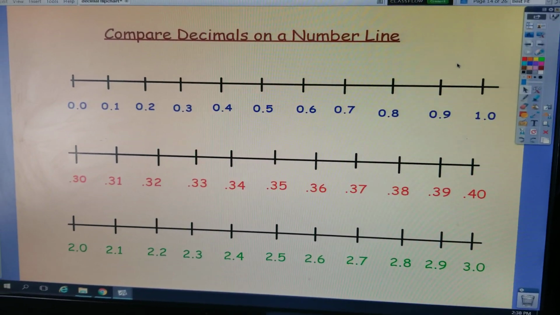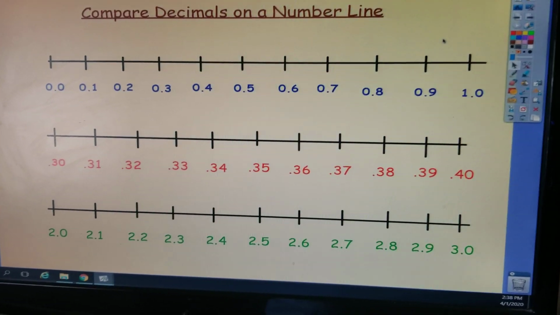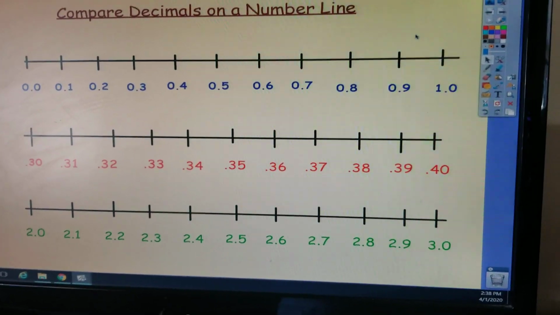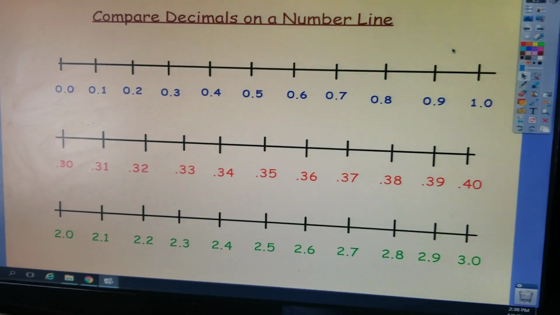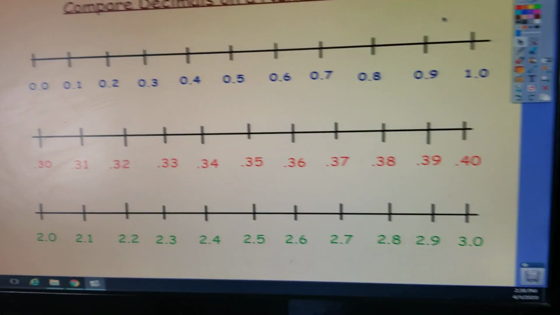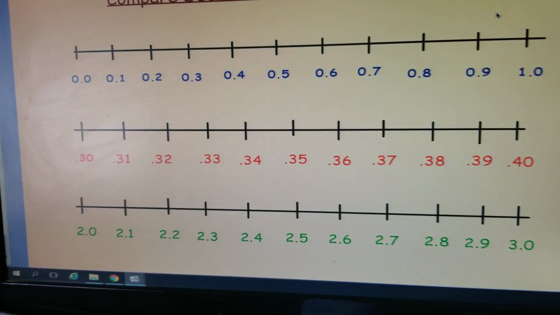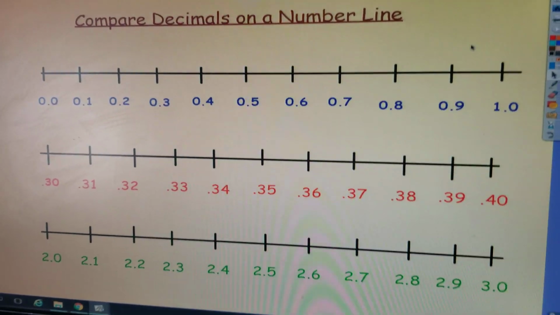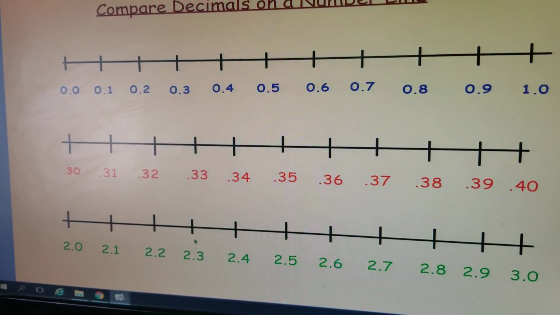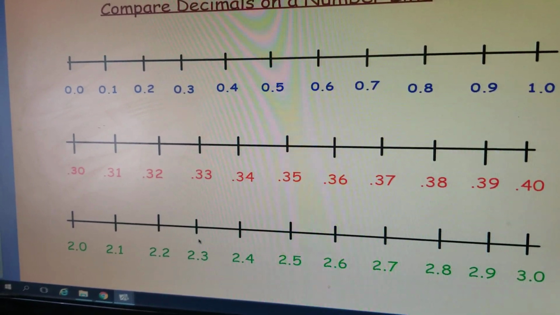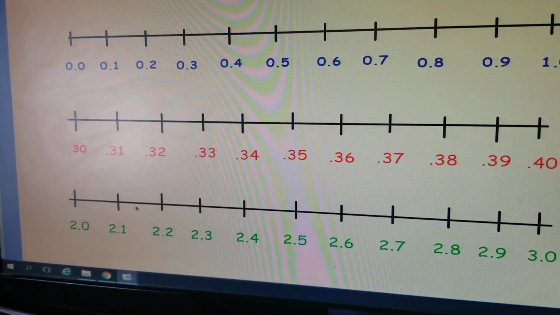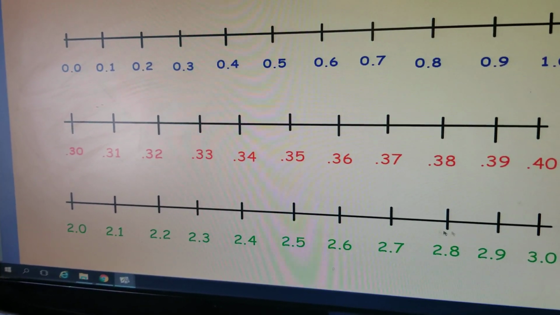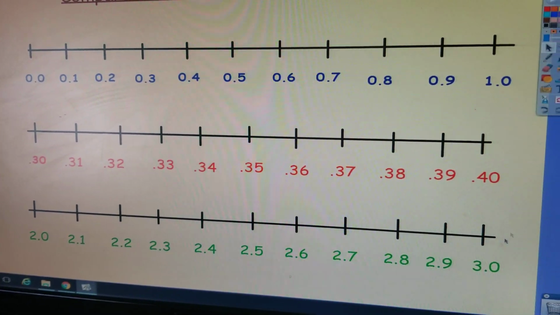Okay, so if we were comparing the decimals 2 and 5/10 and 2 and 3/10, we would make a number line between 2 and 3 and put those decimals on a number line to see which decimal is greater and which decimal is smaller. So that's just another strategy you can use. Okay, and we know the numbers to the left are smaller and the numbers to the right are the greater decimals.